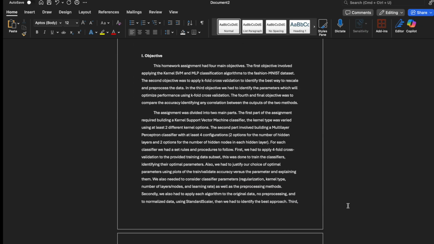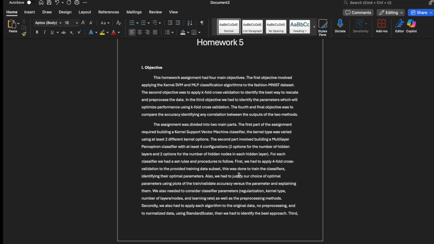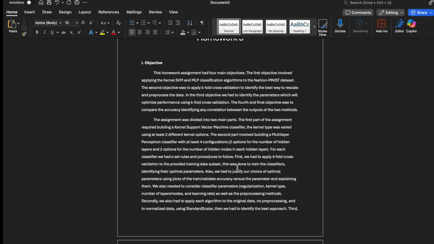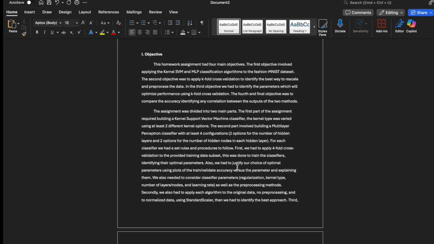Okay, so the beginning is just a quick overview of the objectives. The objectives were to apply the kernel SVM and MLP classification algorithms to the data set that we had, which was the mini fashion data set. The second was that we use k-fold cross-validation to identify the best way to rescale or pre-process the data, and also to identify the parameters that optimize the performance. Later, the k-fold is going to be a four-fold.